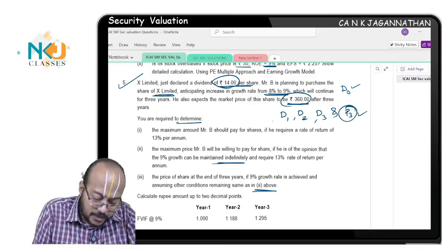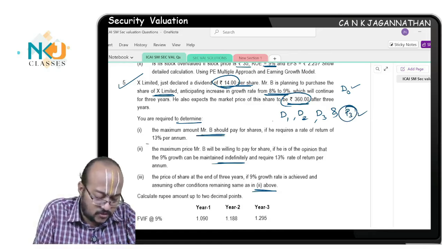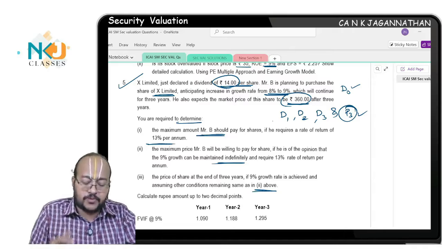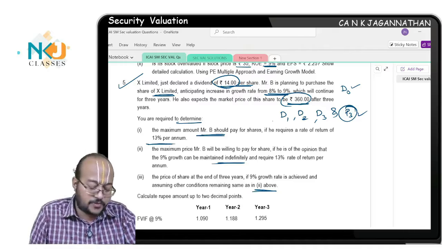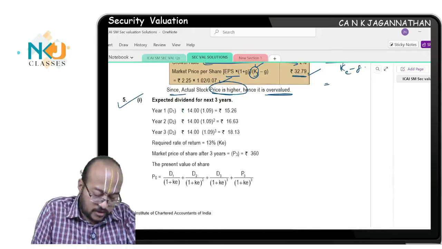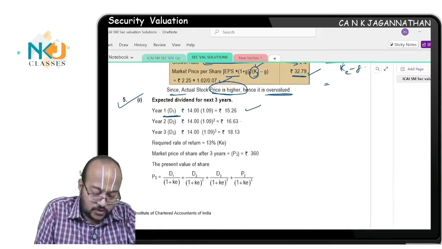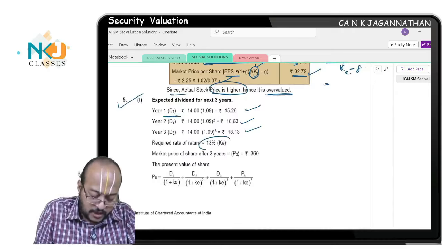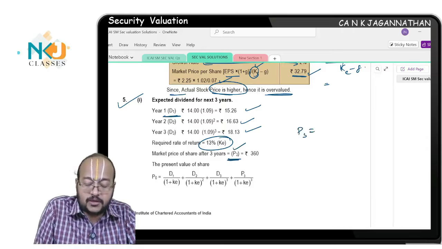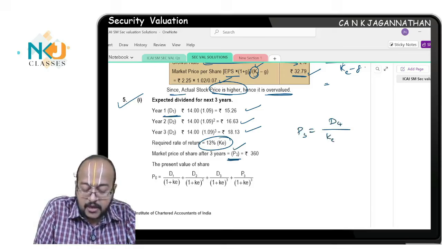Say, the maximum amount B should pay for the share if he requires a rate of return of 13%, which means the discounting rate is 13%, KE, and if you bring all these values to present value terms, you will find the fair value. See, in this question, what they have done: first they have found out D1, D2 and D3. KE at 13%, P3 they have found out. P3 is nothing but, you tell me children, what is P3? P3 is nothing but D4 divided by KE minus G.